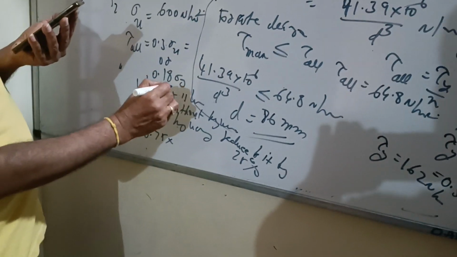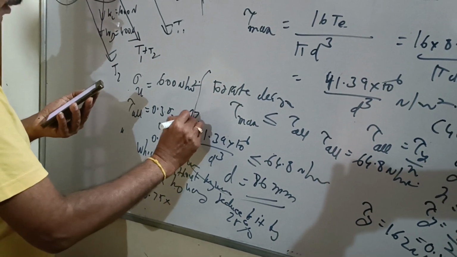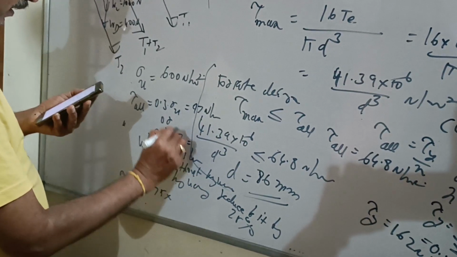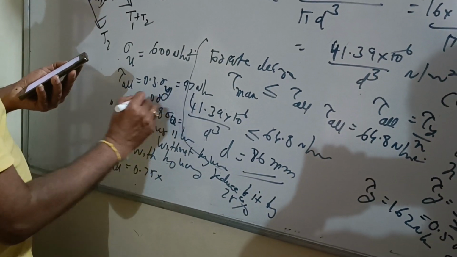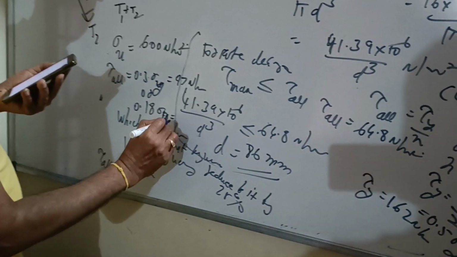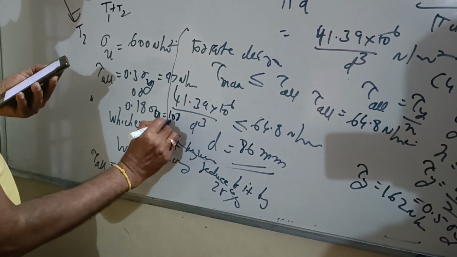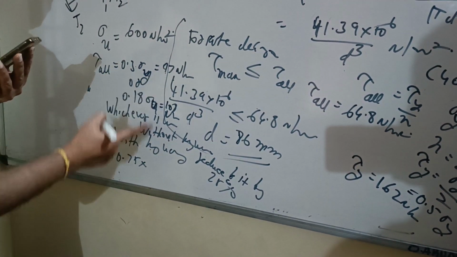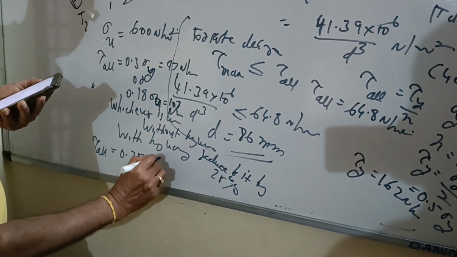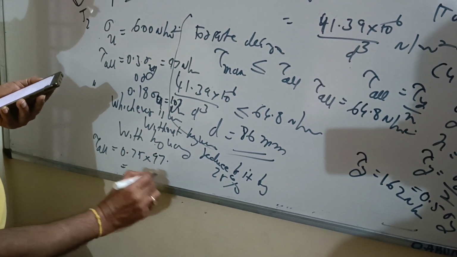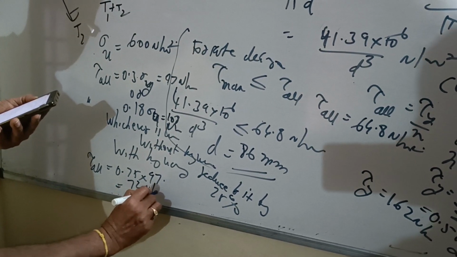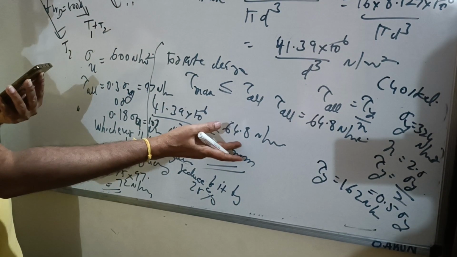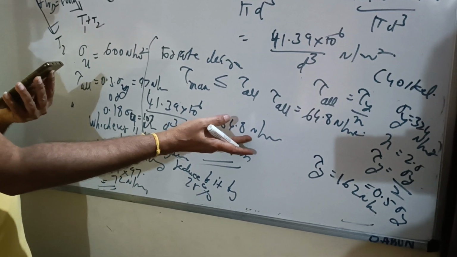If you do 0.3 times sigma y, it will be around 97 Newton per mm square. If I do 0.18 times sigma u, it is around 108 Newton per mm square. Out of this, 97 is the smaller value. Multiplying that by 0.75, I get approximately 72 Newton per mm square. So the value is slightly changed. With the first method I got tau allowable as 64.8 Newton per mm square.